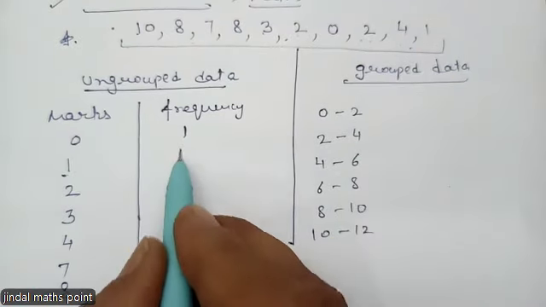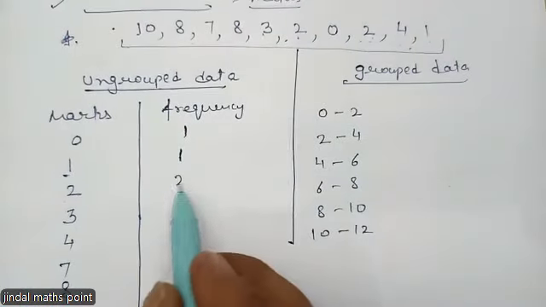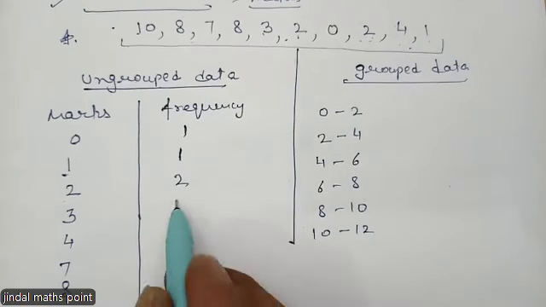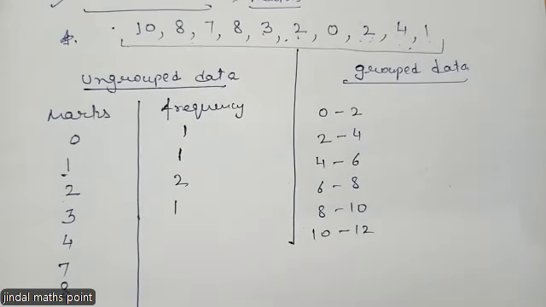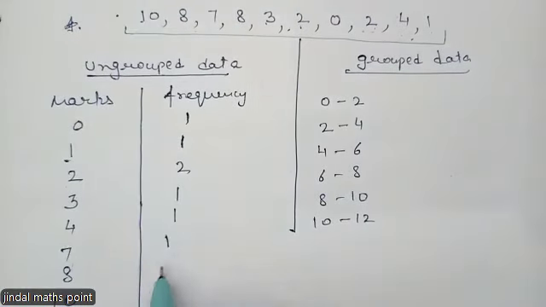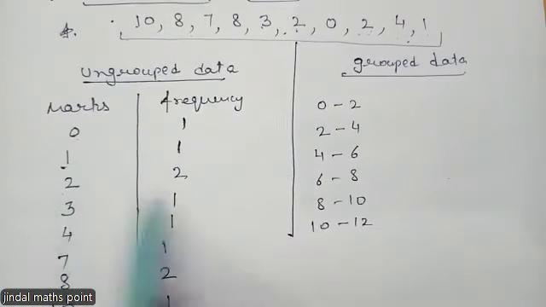How many students scored 2 marks? How many students scored 3 marks? How many students scored 4 marks? That is 1. How many students scored 7 marks? 1. How many scored 8? 2. And 10? 1. This is ungrouped data. For single values, we have to calculate.